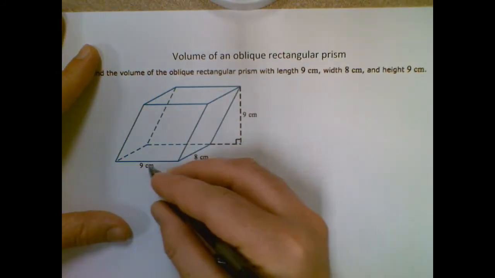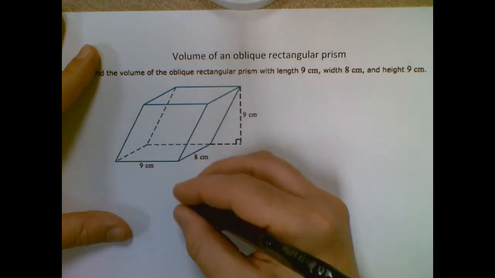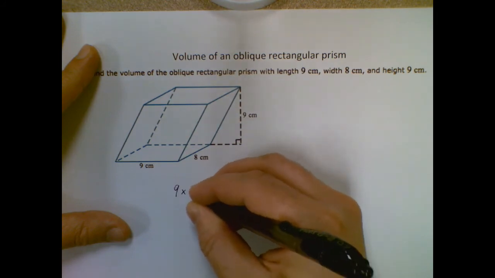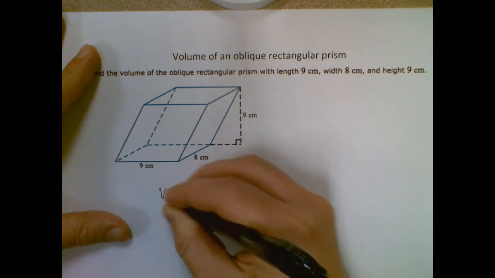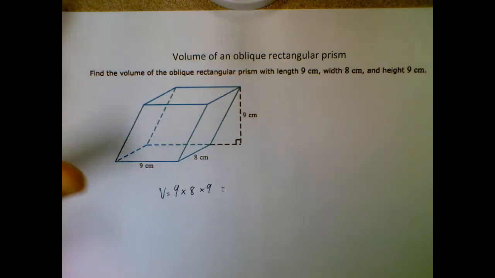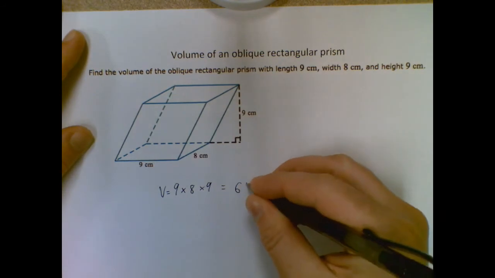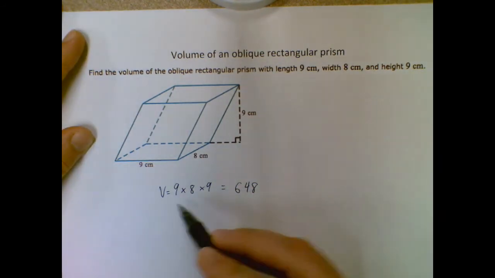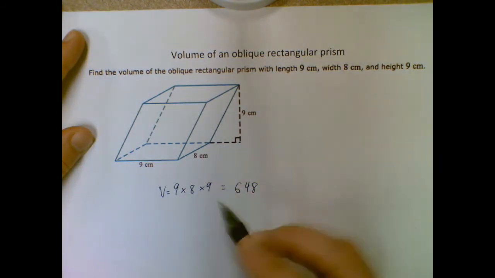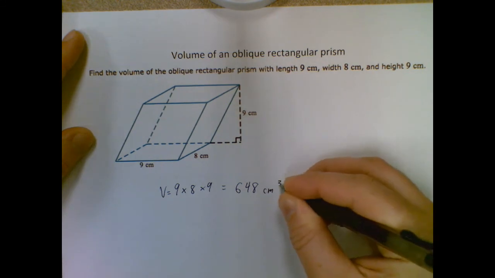So we want the length times width times height. In this case, it's 9 times 8 times 9 for volume. So just go ahead and quickly calculate that out. 9 times 8 times 9 gives you 648. Make sure we get a good one here. We have centimeters, centimeters, centimeters, so that is centimeters cubed.